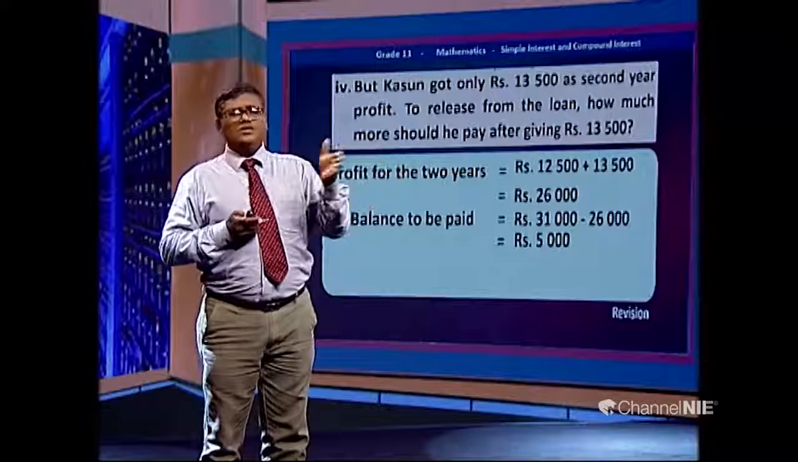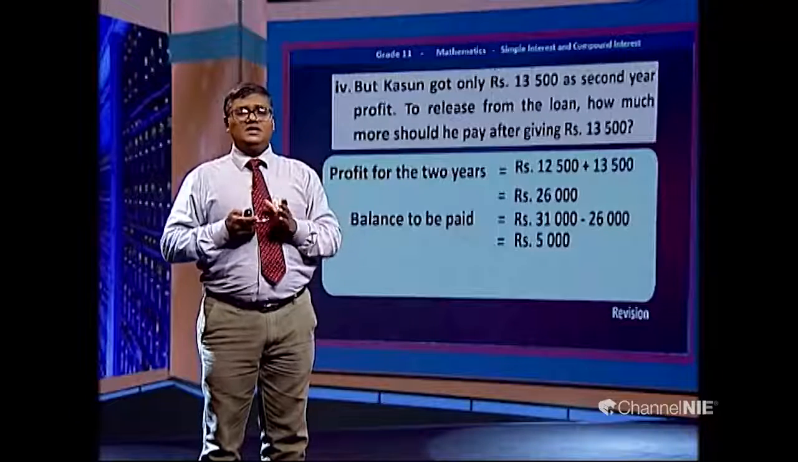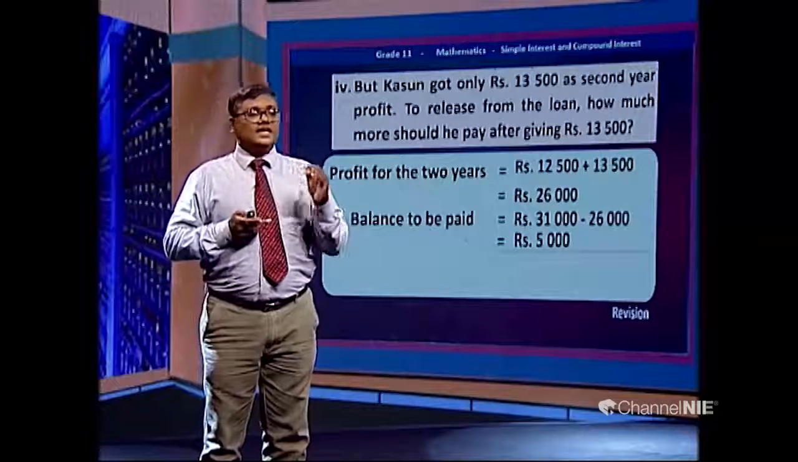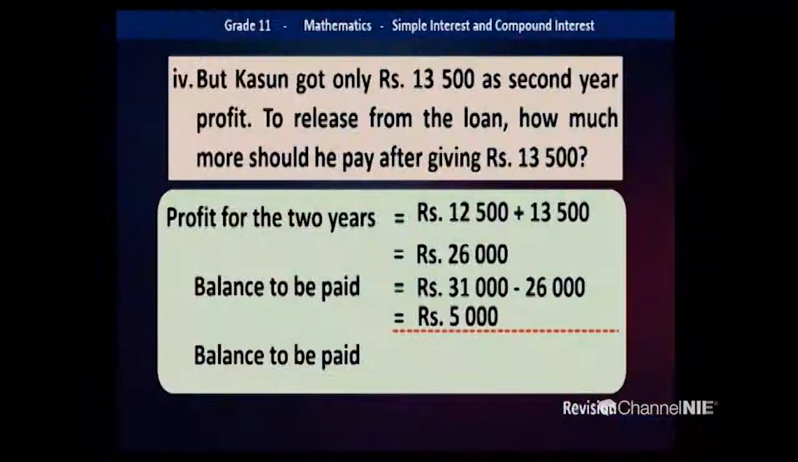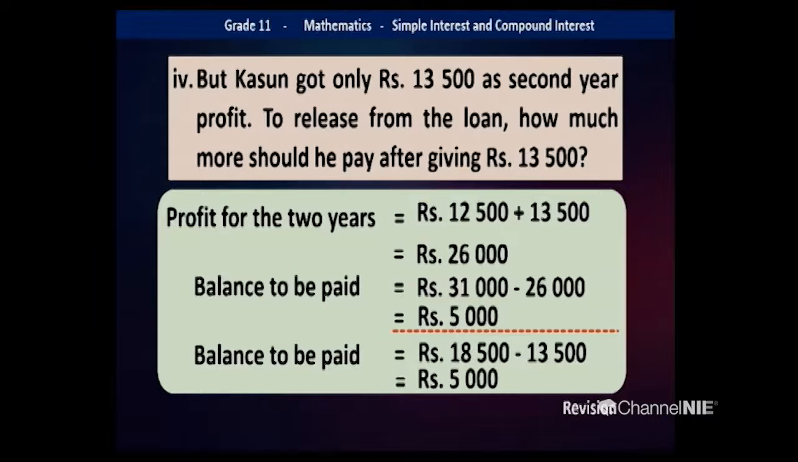Now, you can work out the very same question in another way. That is, after paying 12,500, he should pay another 18,500. But did he get 18,500? No, he got only 13,500. Then 18,500 minus 13,500, the answer is 5,000. Therefore, either way you can get this answer, 5,000.